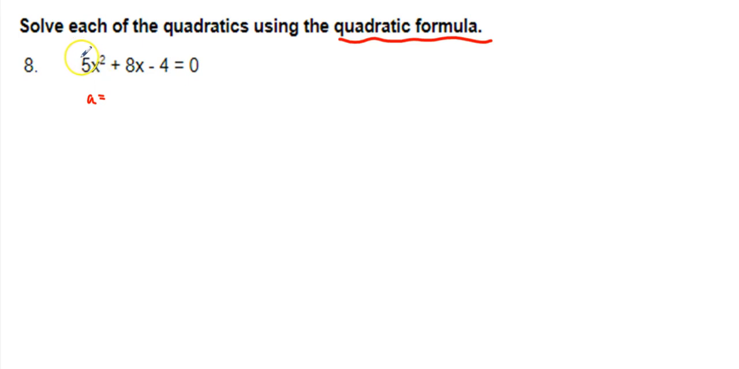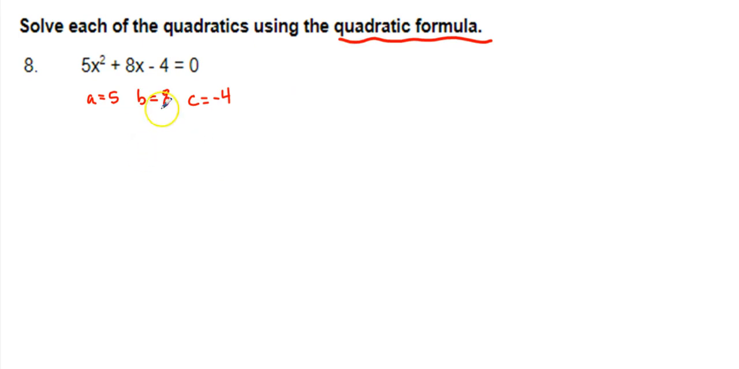So my a is always the number in front of x squared, so that's 5. B is the number in front of x, so that's 8. And c is the number that's by itself, or the constant term, and that's equal to -4.